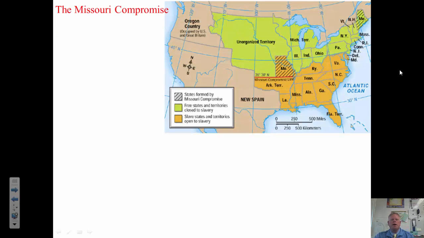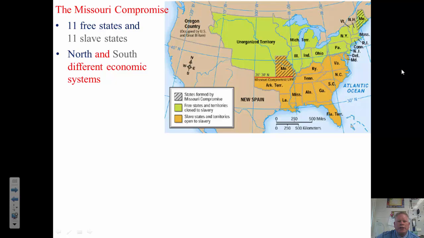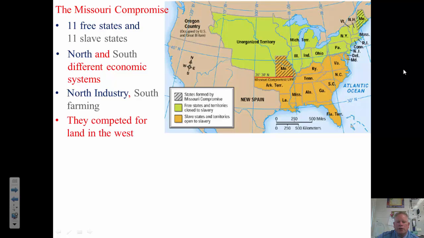All right, the Missouri Compromise. In 1820, we had 11 free states and 11 slave states. The North and the South had different economic systems. The North's economic system was based on industry, and the South's economic system was based on agriculture or farming. And both regions competed for new land in the West. The South wanted new land to grow cotton, and ultimately that would bring slaves into the West, and the Northerners did not want any more slave states.